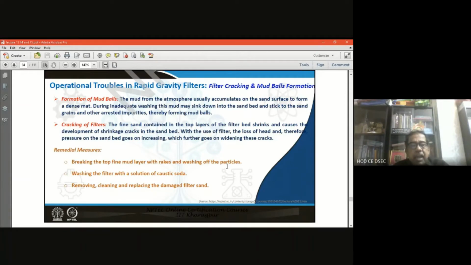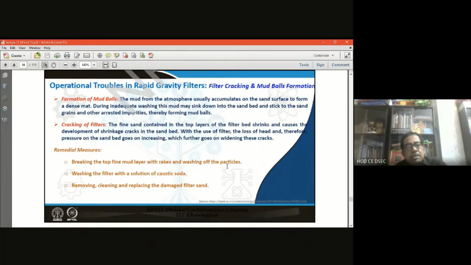Now, how does this sinkage crack of the filter media, that is the sand bed, occur? It occurs again due to the loss of head, due to water pressure, and therefore pressure on the sand bed goes on increasing, which further goes on widening these cracks. So we have to remove this head loss by cleaning and replacing the damaged filter sand. Then only we can remove the head loss. So the head loss means the water pressure will not exert further and the crack problem can be solved.